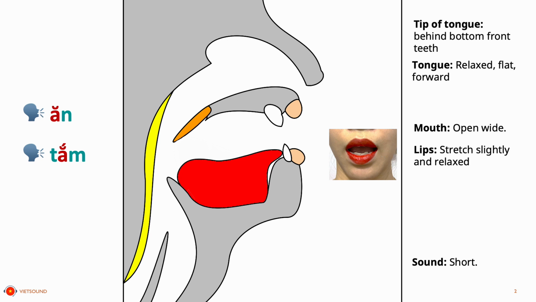The last thing you have to remember about the sound is it is a short sound, so you have to shorten the sound a little bit inward, like ăn, tắm. Let's take a look at the word ăn. So you can hear that in this word, the sound is very short, but the n sound is very long. So we don't forget to shorten the sound inward, like ăn.